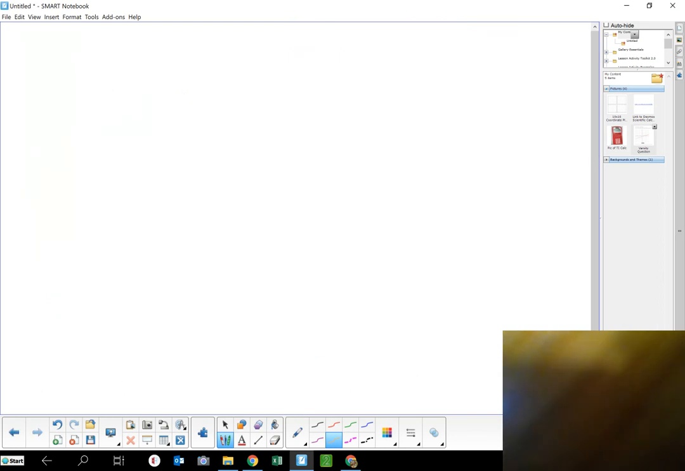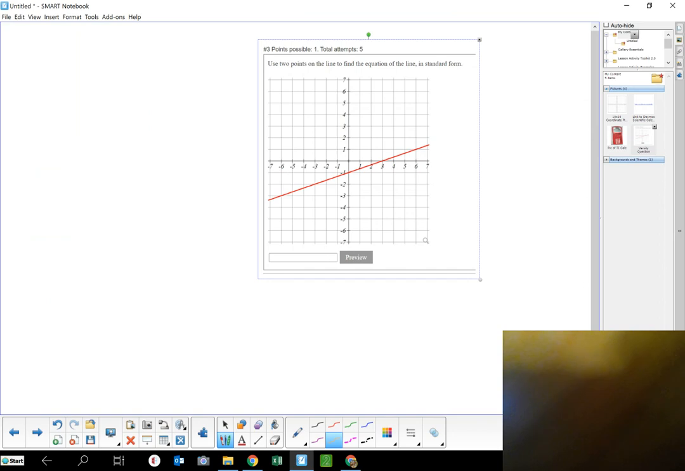So here is a Varsity question that I've already saved over here. And it looks like this. Use 2 points on the line to find the equation of the line. Well, there's a couple of things I very much dislike about this. First, I dislike that lines in Varsity don't have arrows on them, because they should always have arrows on them. Secondly, it's up to you to pick some points on this line.